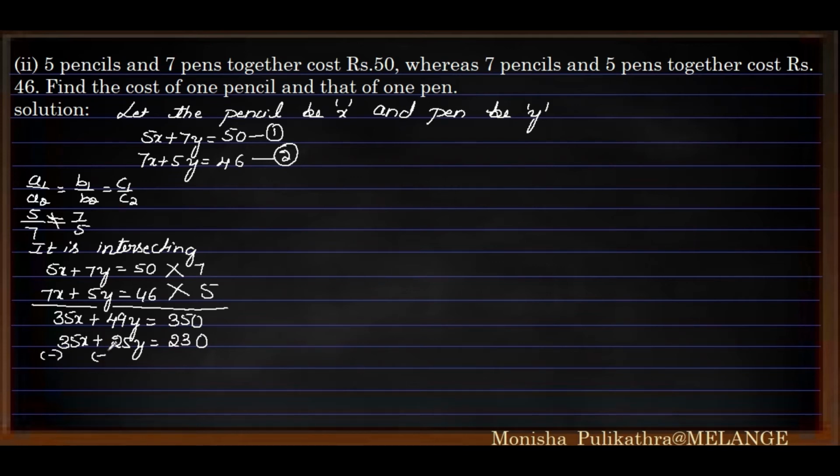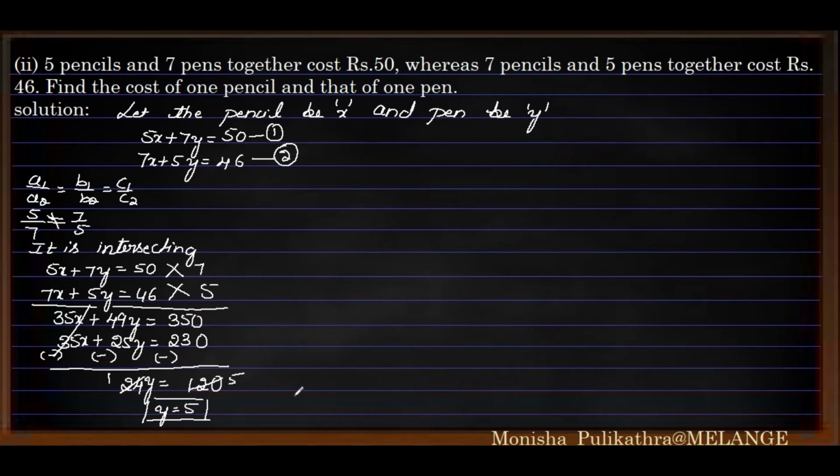So now if we change the sign, we will get the x term equal, so this will cancel each other. Okay, here plus and minus, unlike signs means we need to subtract. So 49 minus 25 is 24y is equal to 350 minus 230, which is 120. So 24y is equal to 120, y is equal to 5. So the value for y is 5.